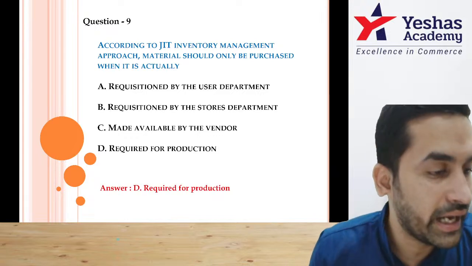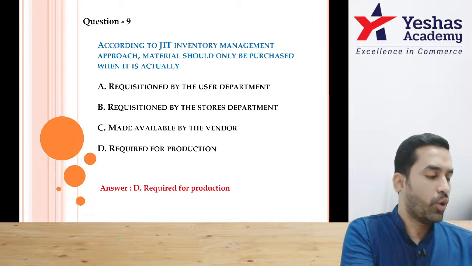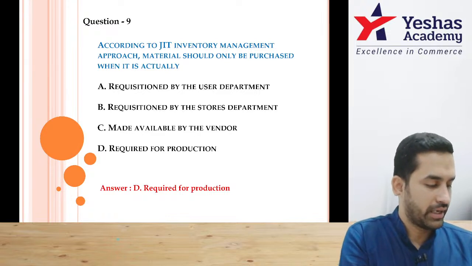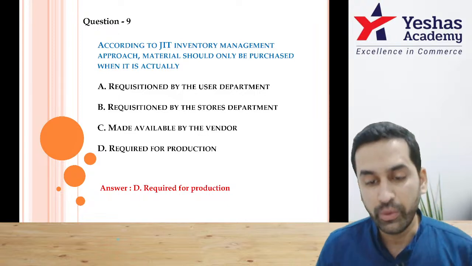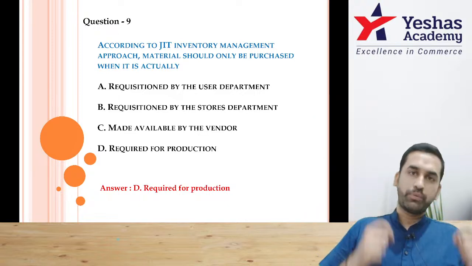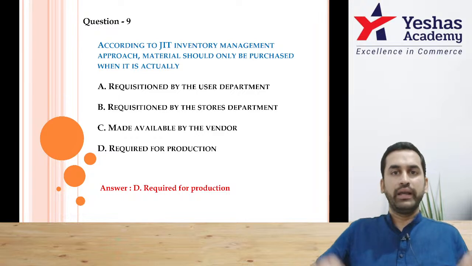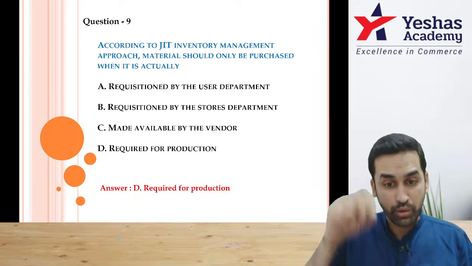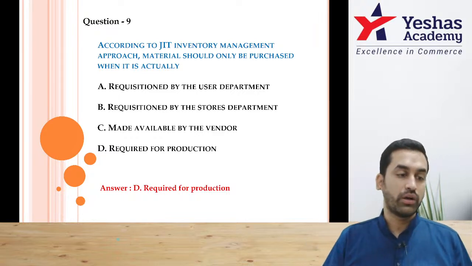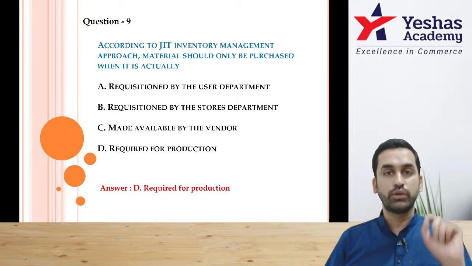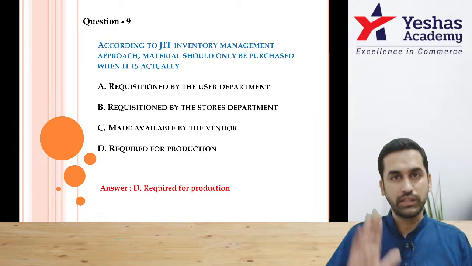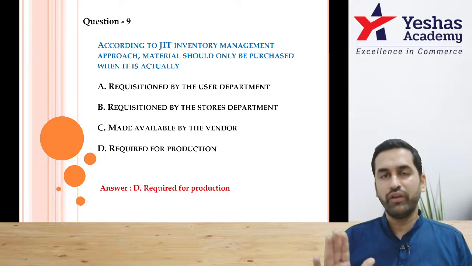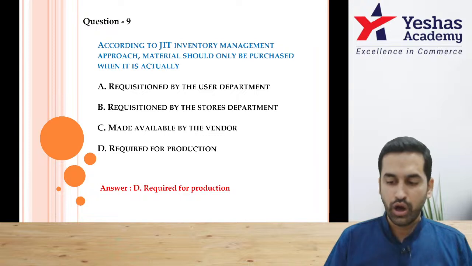Because what is JIT all about? Buy only when you need it. Correct? Very, very simple sentence. When you need it means what? You need it for production tomorrow. Try buying it tonight or possibly tomorrow morning. It is not based on whether somebody has given a request to you or not. They may give a request 7 days in advance. Just in time says buy only when you are sure of immediate consumption. That means option D is the correct answer.